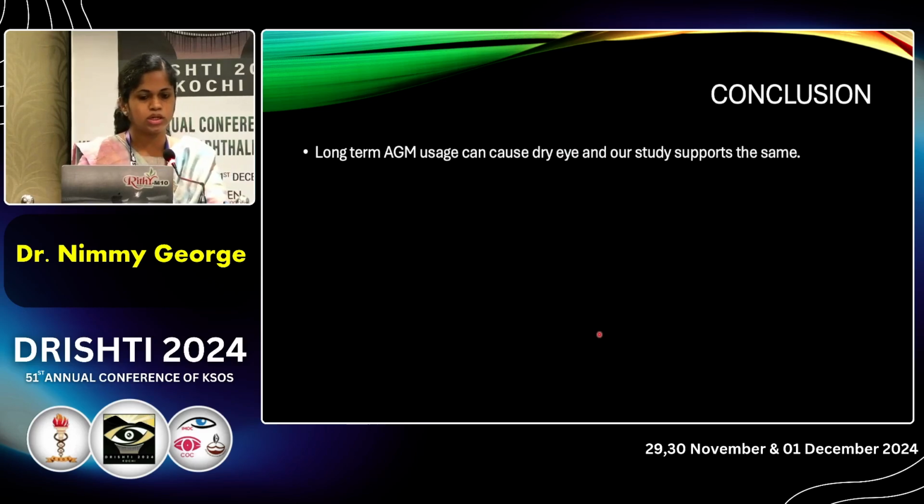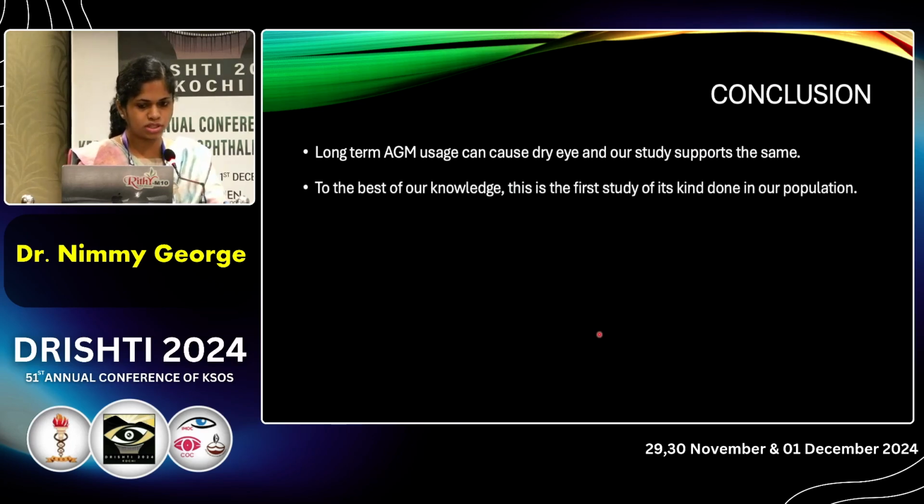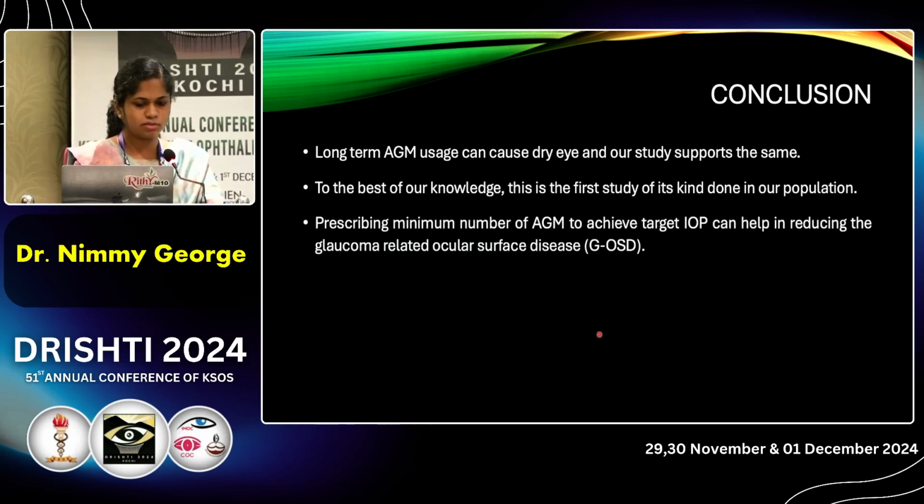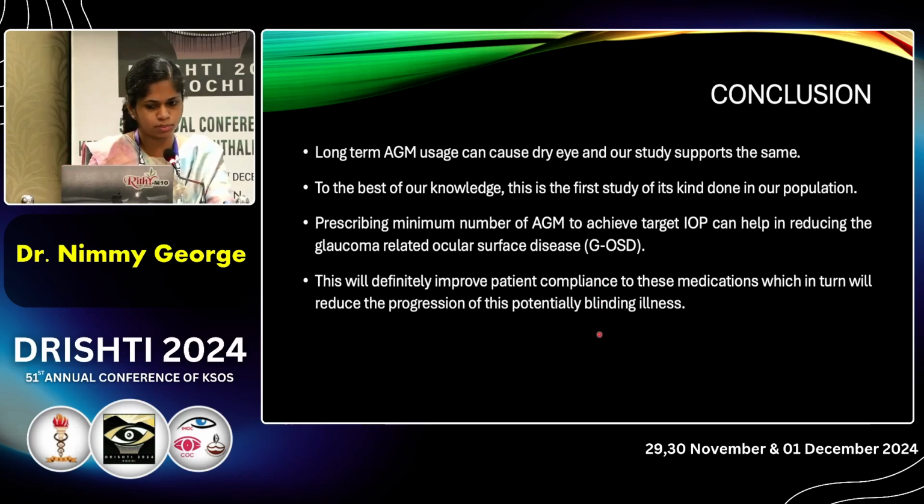So to conclude, long-term AGM usage can cause dry eye and our study supports the same. To the best of our knowledge, this is the first study of its kind done in our population. Prescribing the minimum number of AGM to achieve target IOP can help in reducing glaucoma-related ocular surface disease, which will definitely improve patient compliance to these medications, which in turn will reduce the progression of this potentially blinding illness.